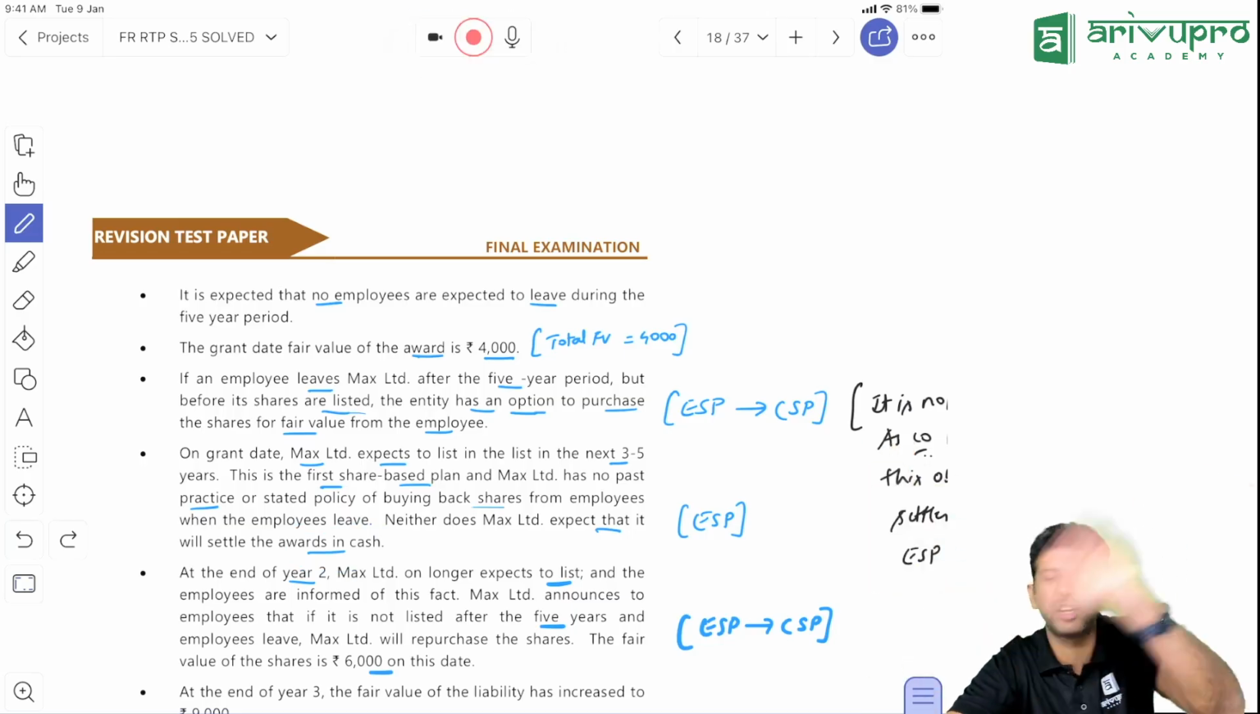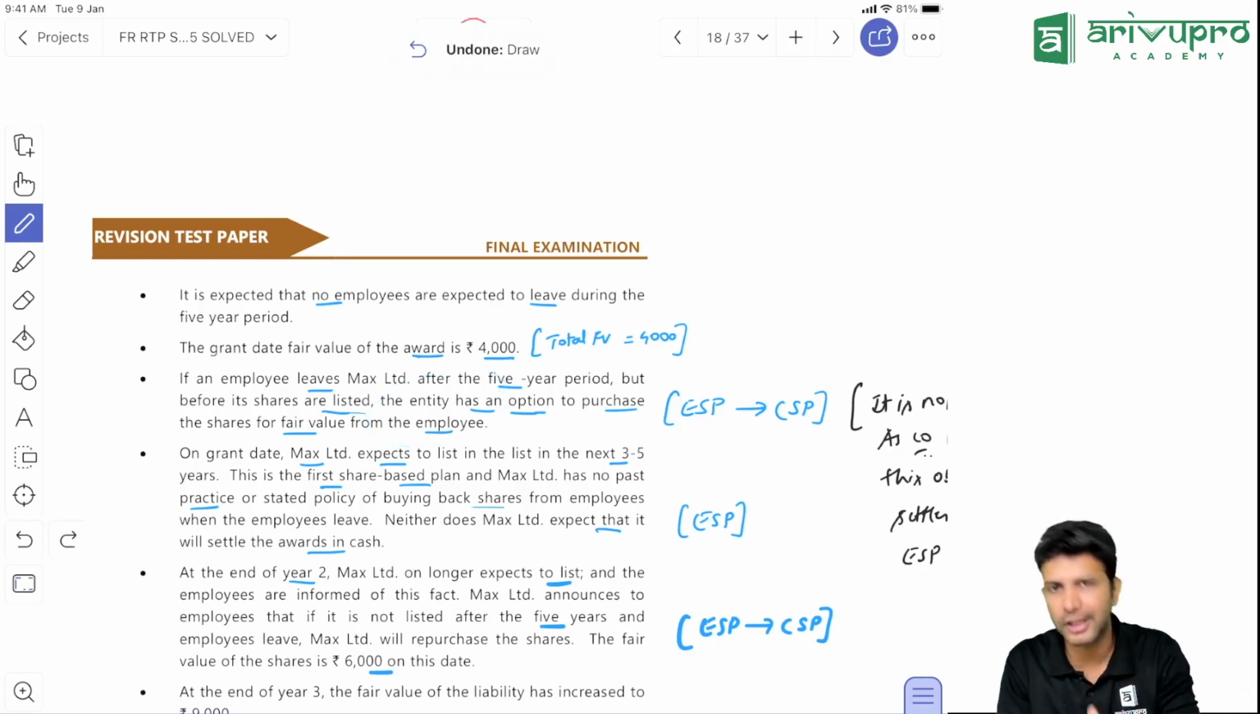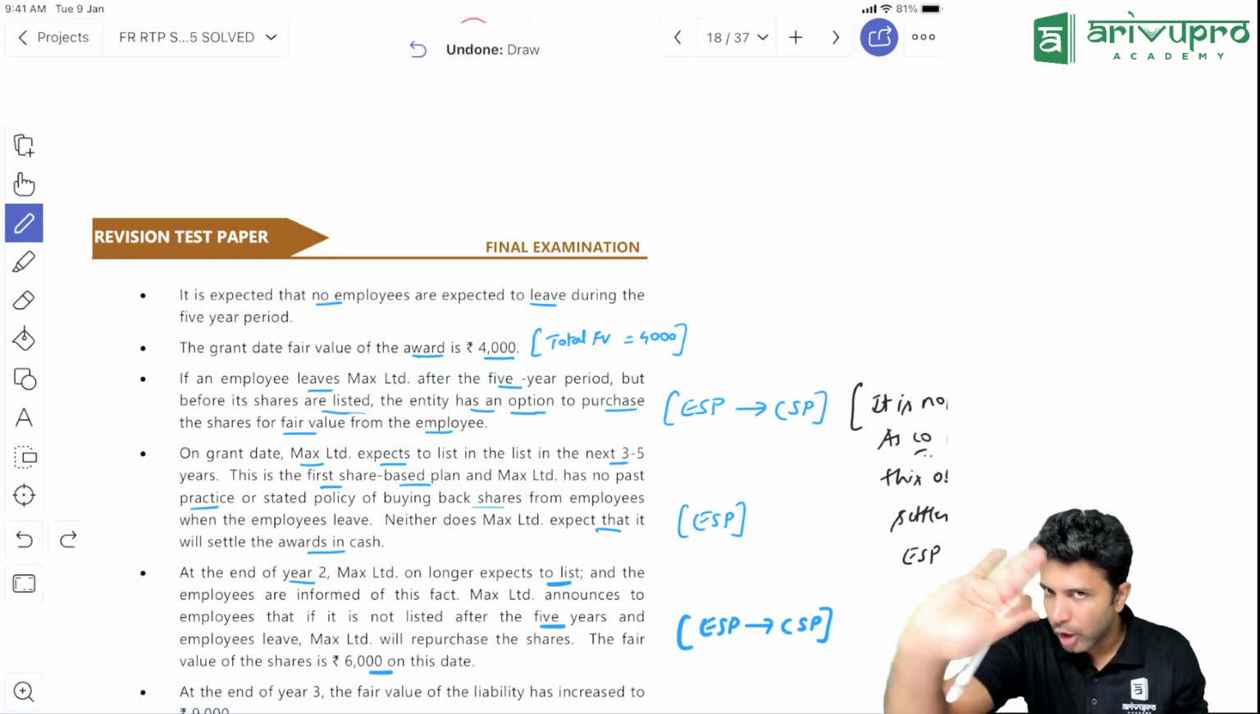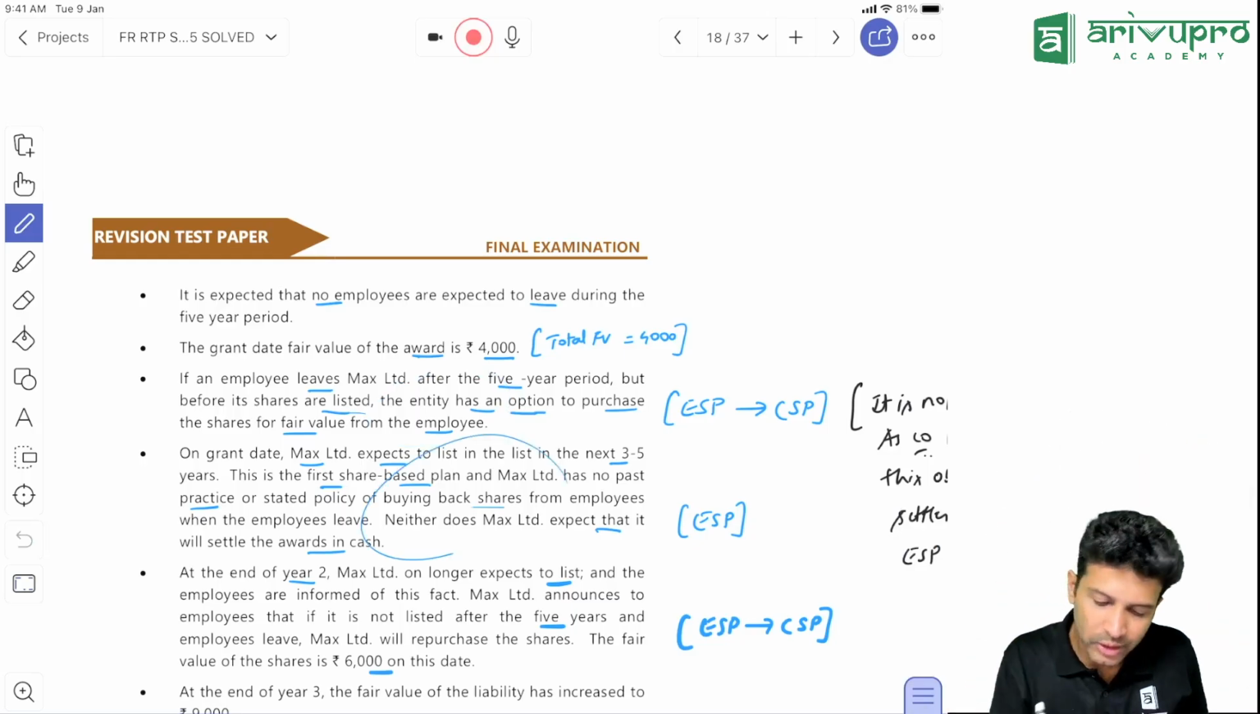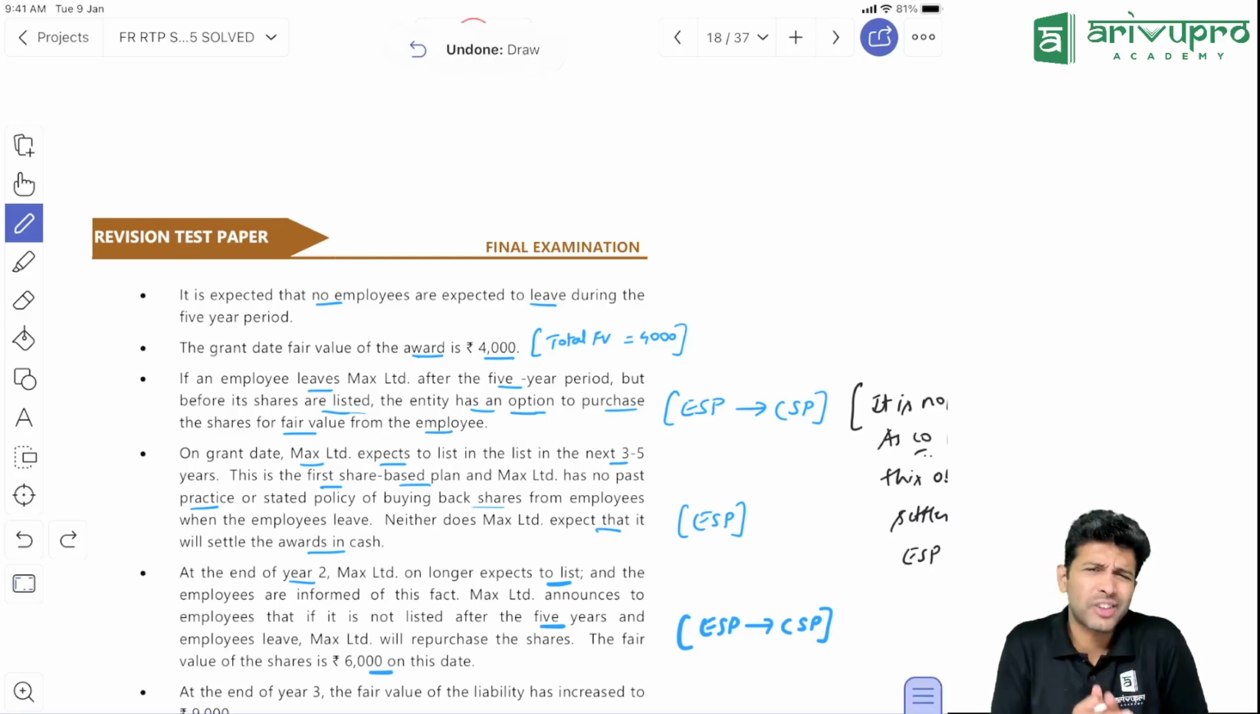Company is feeling that, though the option is there, that clause is there, company is of the opinion that we will not utilize this option. We will not give cash and repurchase those shares. That is what company is saying. That means what? It's a very straightforward, simple arrangement.